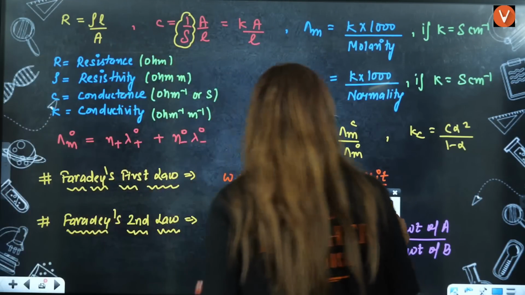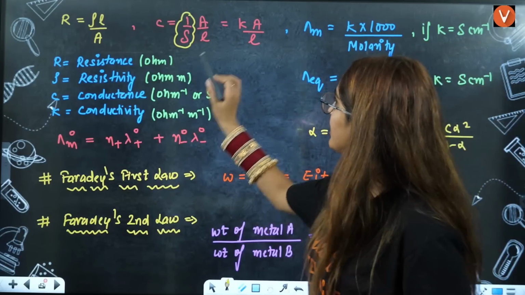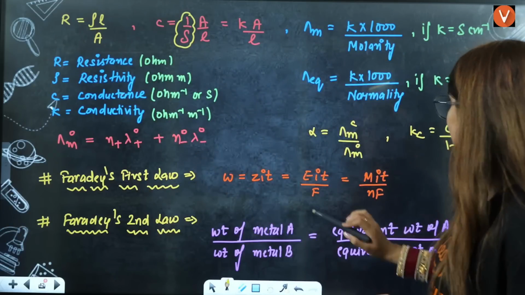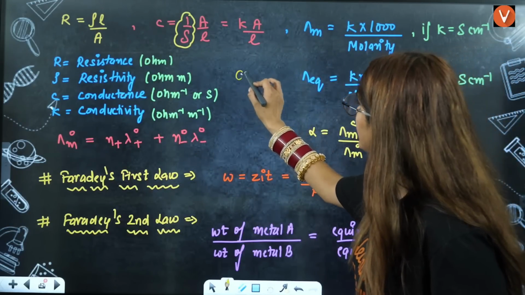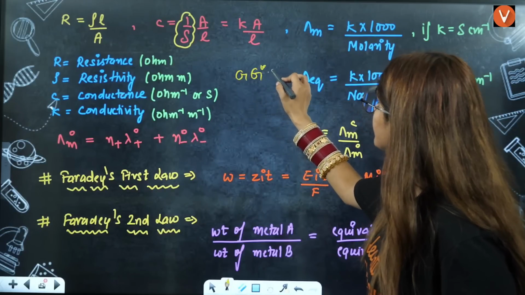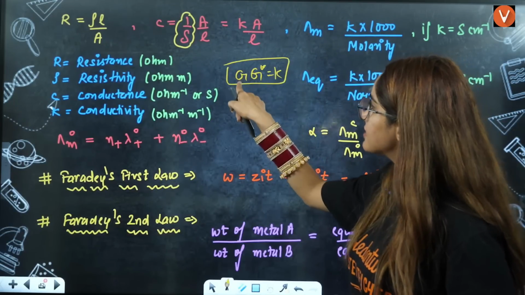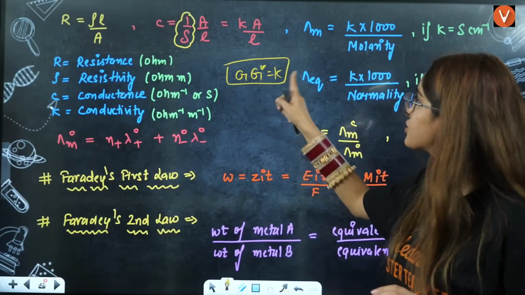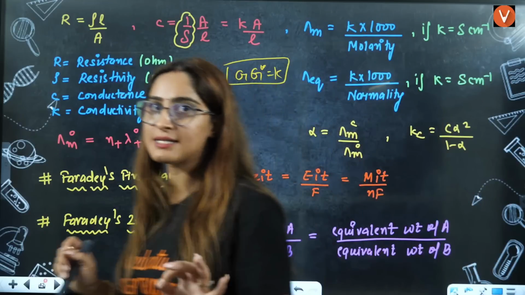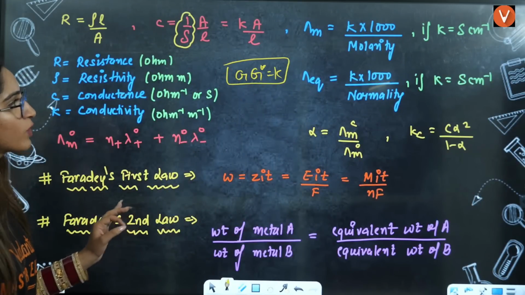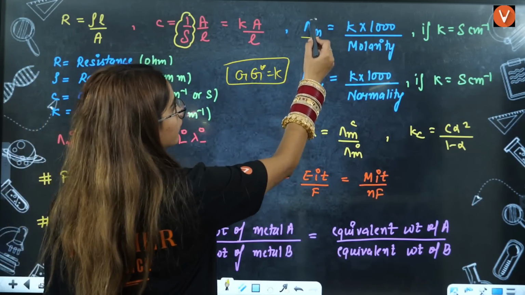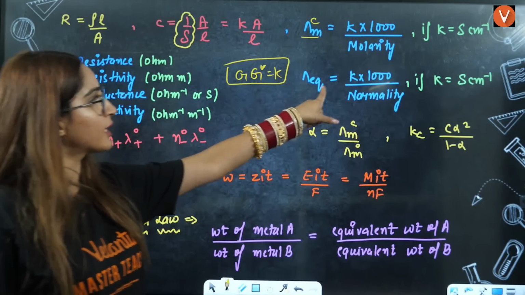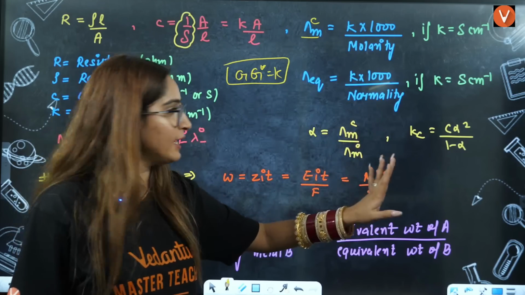Next is for conductance, use these formulas. One is R is equal to rho L by A. Then you have a very, very important formula, that is G into G star is equal to kappa, where G is the conductance, G star is the cell constant, and kappa is the conductivity, right? And next, what they can ask you is delta M at concentration C is equal to kappa into 1000 by molarity. Equivalent conductivity is kappa into 1000 by normality, right?